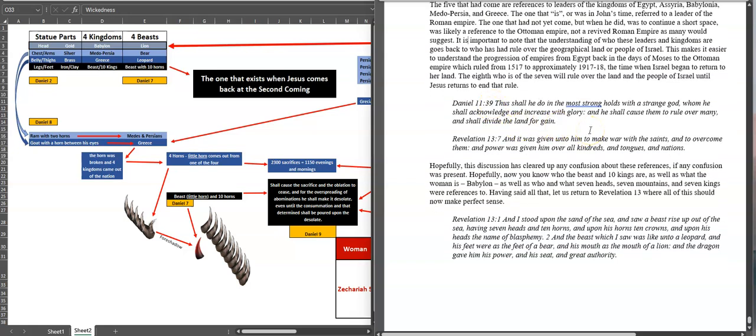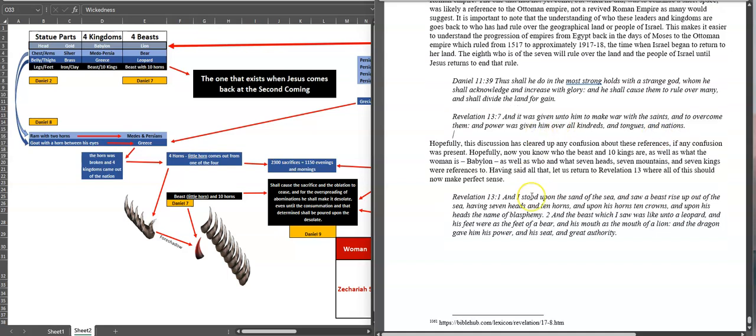Thus shall he do in the most strongholds with a strange God, whom he shall acknowledge and increase with glory. He shall cause them to rule over many, and shall divide the land for gain. Again, many is a reference to the people of Israel in the book of Daniel. And Revelation 13:7, and it was given unto him to make war with the saints to overcome them. Power was given him over all kindreds and tongues and nations, Israel included.